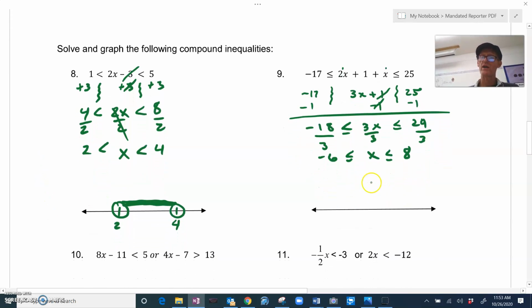To graph that, I will put 8 here, and then I can put 0 here, and -6 probably right about there. I'm going to circle -6. I'm going to circle 8. And I'm going to fill both of them in because it's or equal to. And x less than or equal to 8 and greater than or equal to -6 are all the numbers in between here. So that's how we graph it.